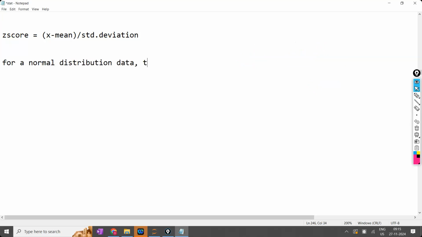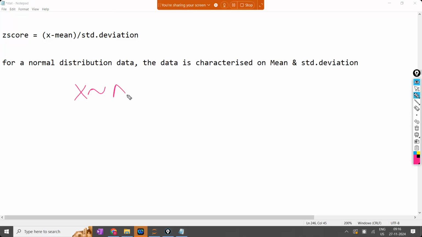okay, the data is categorized on mean and standard deviation. Now what is the meaning of categorized by mean and standard deviation? What is the meaning of this? Whatever data you are having, if it is normally distributed, it is based on the mu and sigma. This is the meaning.